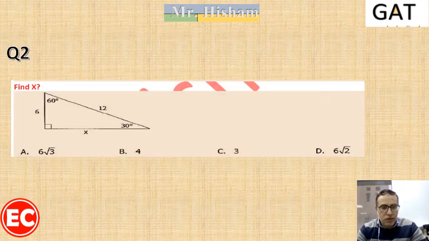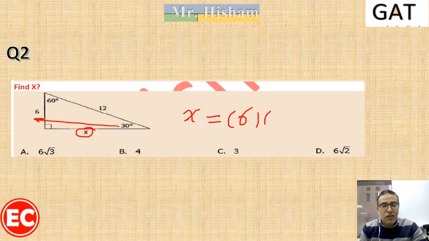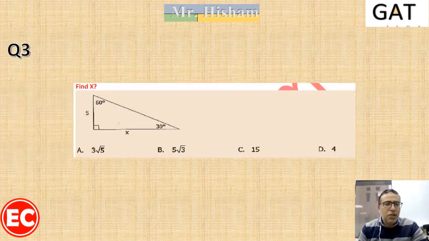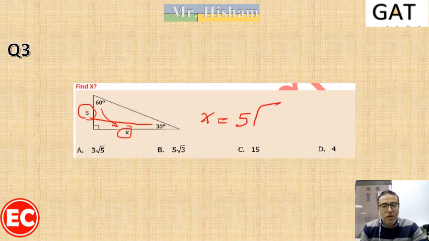Regarding question number 2. The given here is the hypotenuse and the side opposite to the angle 30, which is the shortest leg. So I'm looking for the longest leg. So I can say that x is equal to 6 multiplied by root 3, which is equal to 6 root 3. Question number 3. I have the side opposite to the angle 30 and its length is equal to 5. And I'm looking for the side opposite to the angle 60. So x is equal to 5 multiplied by root 3, which is equal to 5 root 3.